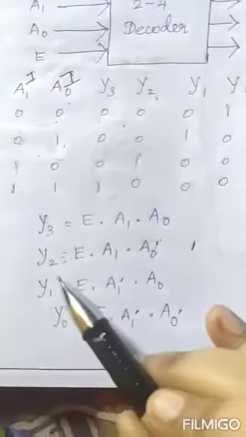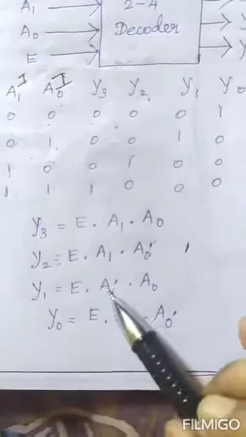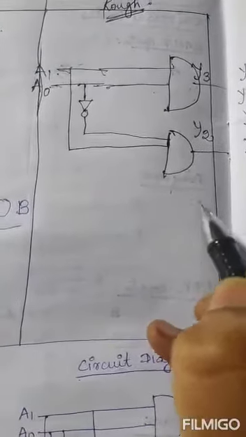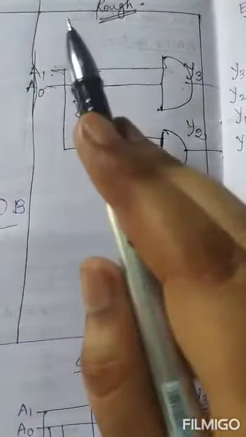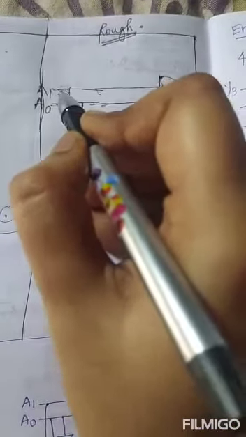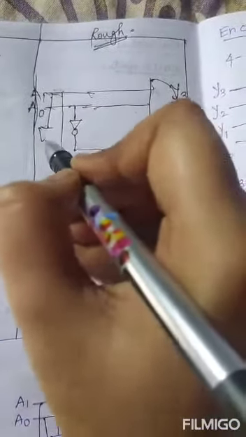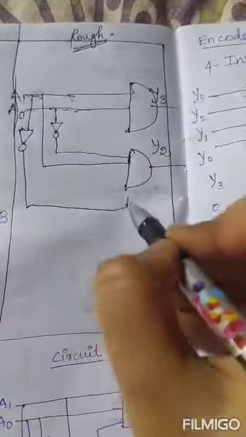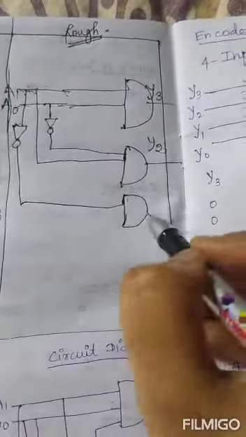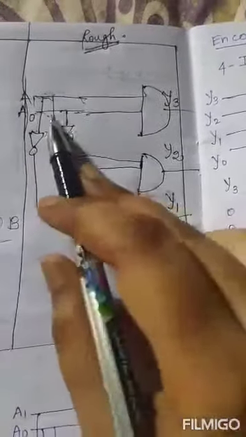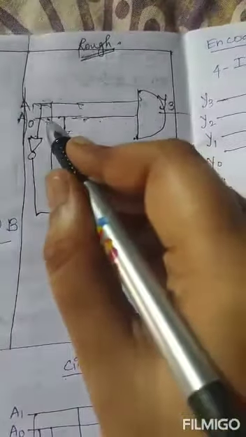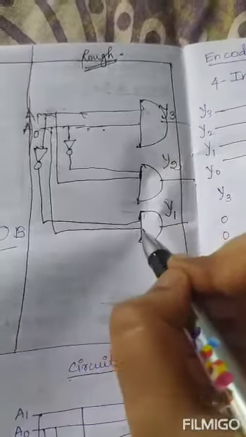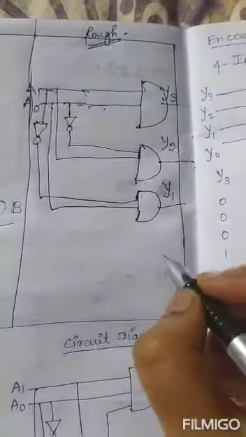Next we have to draw the output for Y1. In Y1, A1 dash, A1 passes the current but A0 is 0. In this Y1, A1 passes the current. So first I am taking the same inverted triangle with a bubble, and I made this Y1. A0 is very normal, so we can take another line and join it. This is Y1.